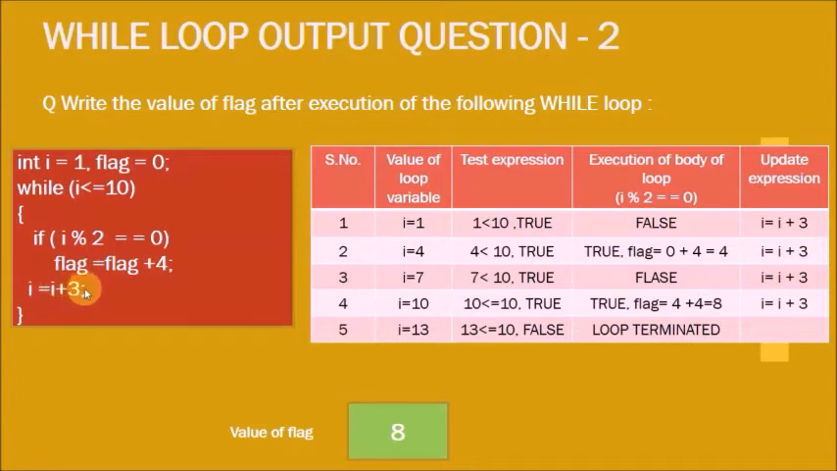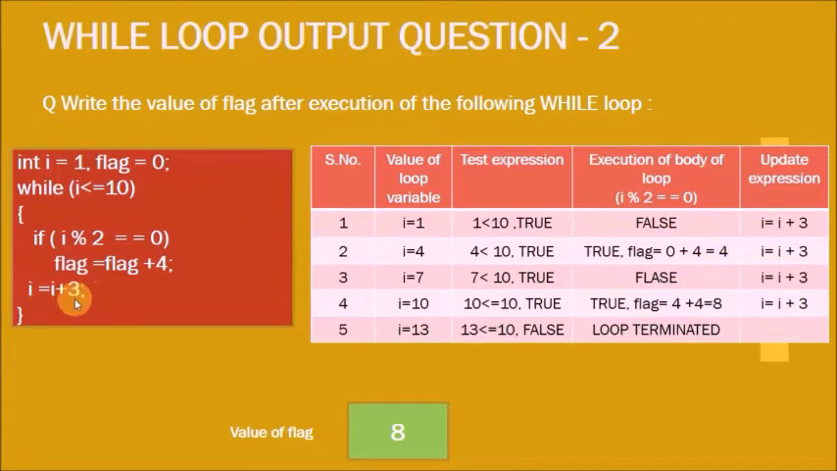Now I equal to I plus 3. So the value of I was 1. So 1 plus 3 will become 4. So for the next iteration, the value of I is 4. Again, we will jump to the test expression. 4 less than 10 is true. So we will go to the body of the loop. Now we will check this expression. 4 modulus 2 is also equal to 0. This is also true. So this statement is executed. Flag equal to flag plus 4. Now flag was 0 initially. So 0 plus 4 becomes 4.